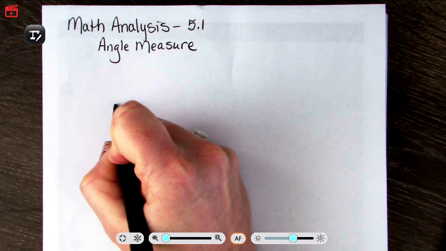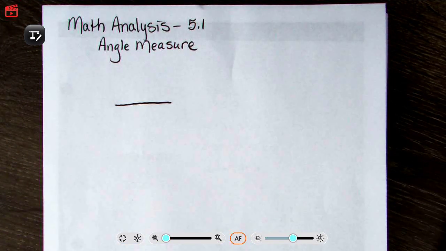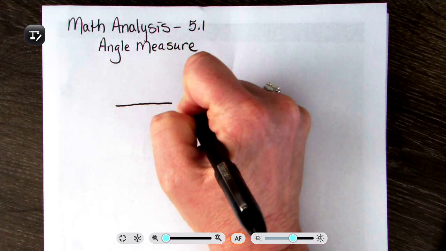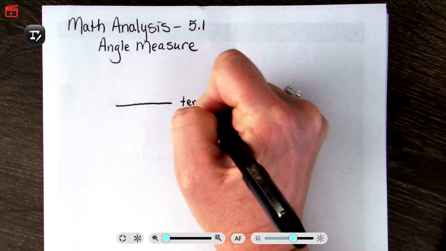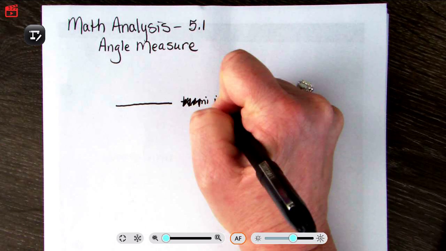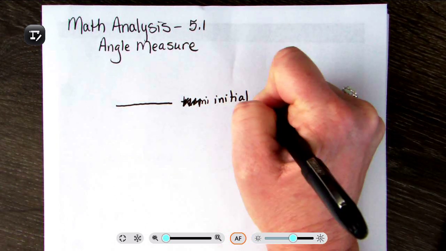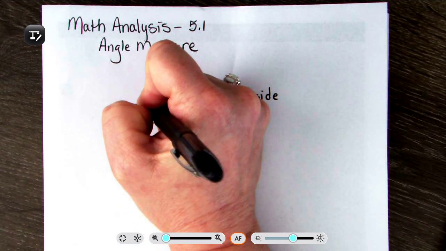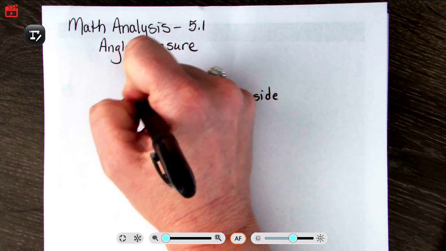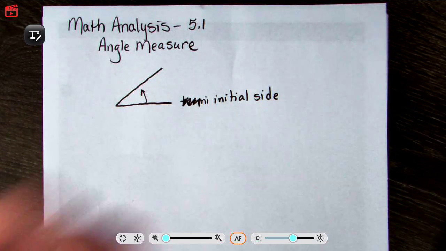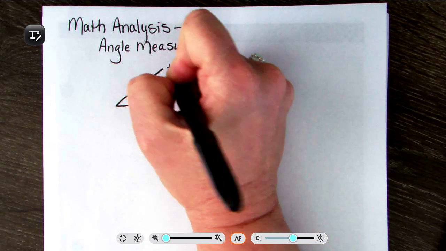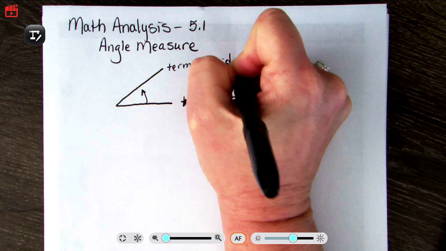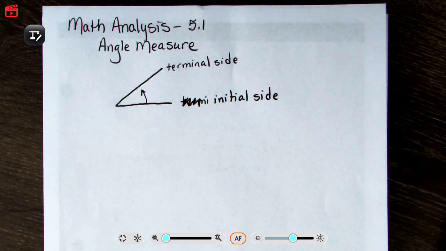When we draw angles, we usually have a starting line, a starting ray, and this is going to be referred to as our initial side. And then what we do is we will go a certain distance and draw another ray. And where we end up, that's the terminal side. And then we have our angle in between those.